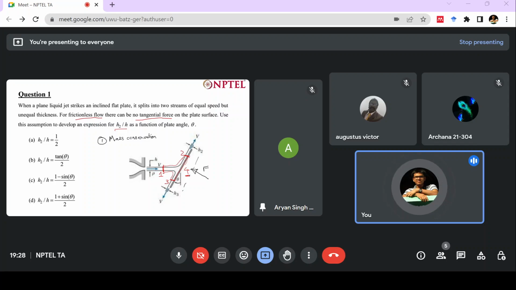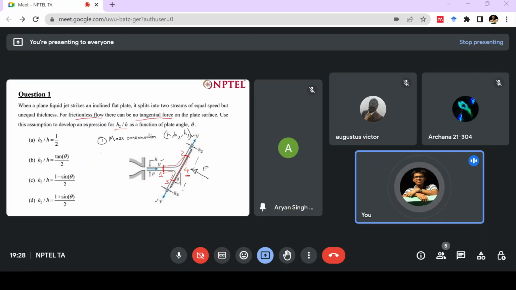So the velocities are provided. The speed is constant for all these inlets and outlets. So with mass conservation, you will get a relation which relates H, H2, and H3. So these three are related through this mass conservation equation. And to get my final expression for H2 by H, I need to eliminate the H3.